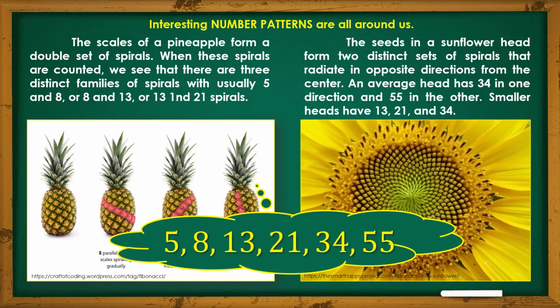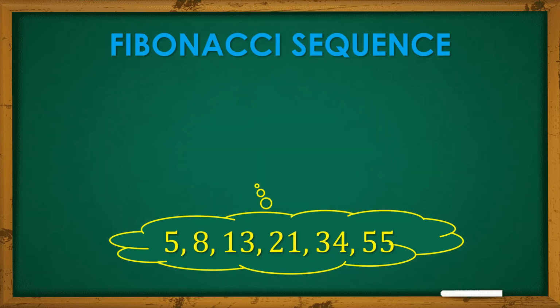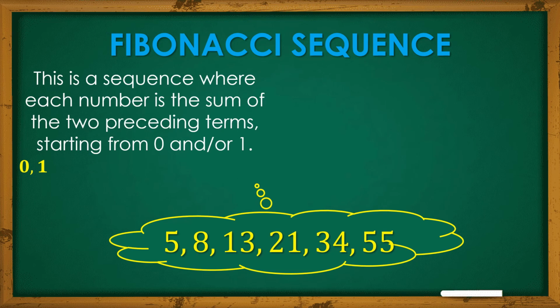5, 8, 13, 21, 34, and 55. Anong na-observe niyong pattern? Meron bang common difference para siya maging arithmetic sequence? Or meron ba siyang common ratio para siya maging geometric sequence? Kapag rin-reciprocate ba natin, makakagawa tayo ng harmonic sequence? Ang tawag sa ganitong sequence ay Fibonacci sequence. Ano ba ang Fibonacci sequence? This is a sequence where each number is the sum of the 2 preceding terms starting from 0 and 1. So isang special na sequence ang Fibonacci.